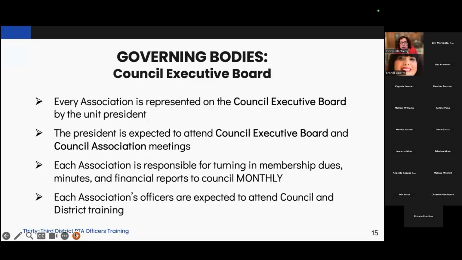Each association is responsible for turning in membership dues, minutes, and financial reports to council monthly. Each association's officers are expected to attend council and district trainings. That's one of the things that I love most about PTA, the trainings that are available both at council, at district level, and at convention, the online trainings that are available through our website as well as state. I've been in PTA a long time, and I'm always learning something new. And that's part of the fun of being in PTA, is learning.